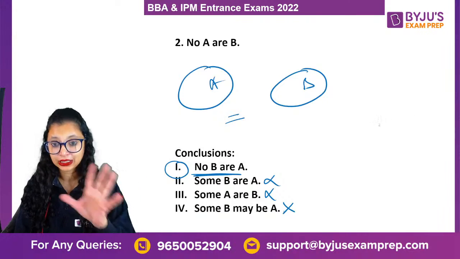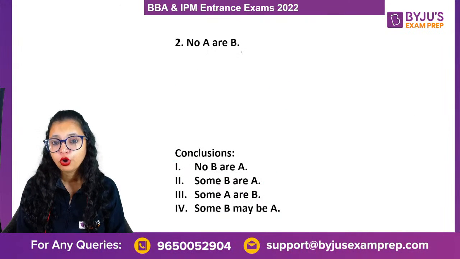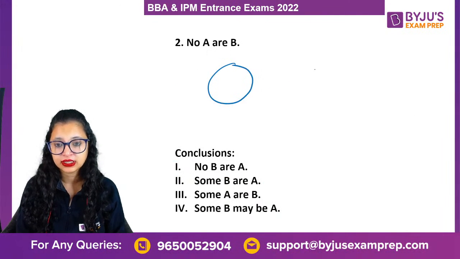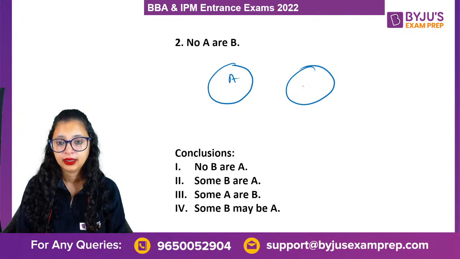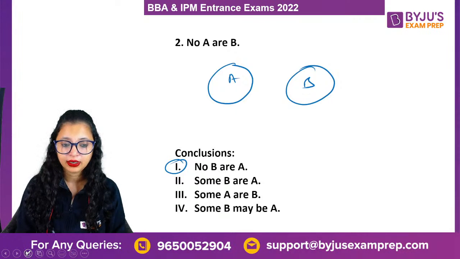Now let me make a clear diagram for you here. When I have no A are B, I make two sets, no A are B. And the conclusion is going to be no B are A. I hope that's clear to everyone.